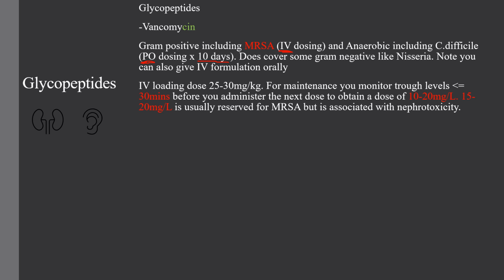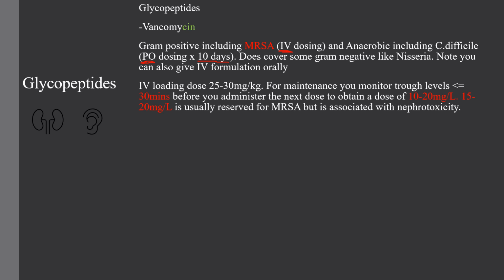Okay, so you do need to know the loading doses with this one, and you also need to know trough monitoring. The IV loading dose is about 25 to 30 milligrams per kilogram. For maintenance, you need to monitor the trough levels at least 30 minutes before you administer the next dose, and you want to obtain a trough level of about 10 to 20 milligrams per liter. Now remember, trough levels are a way of seeing how effective the drug is, and peak levels are associated with basically the toxic levels of the drug.